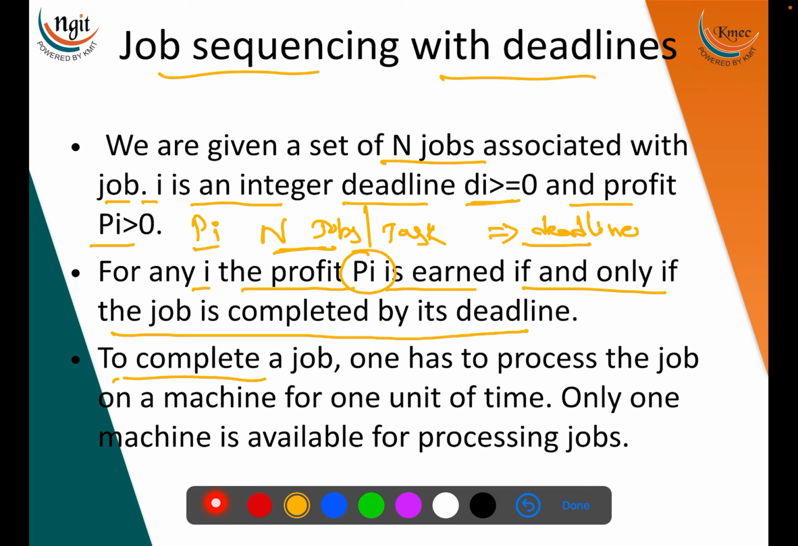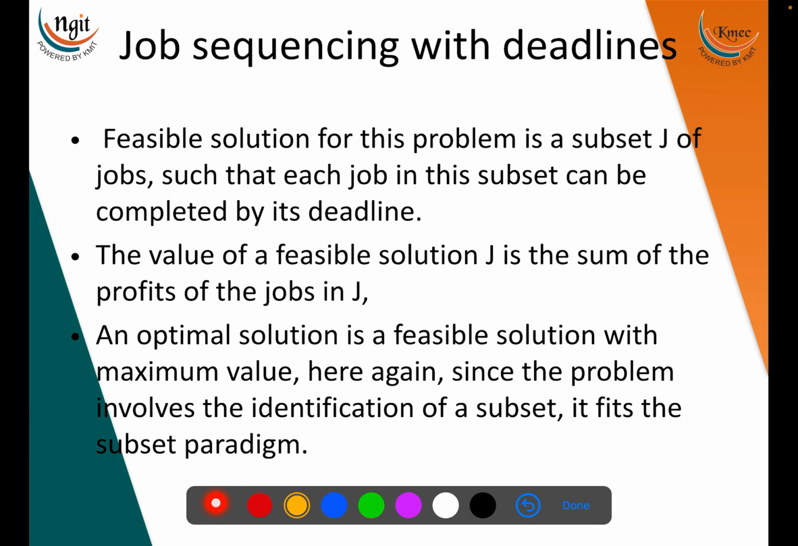Now, to complete a job, one has to process the job on a machine for 1 unit of time. This is something we have to keep in mind before we process a job on the machine. So each job will take 1 unit of time. And the other constraint is we have only one machine to process all the jobs.